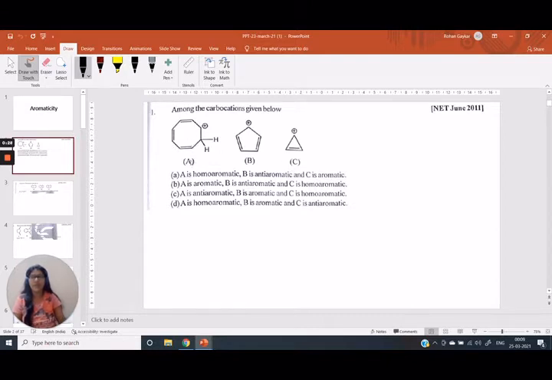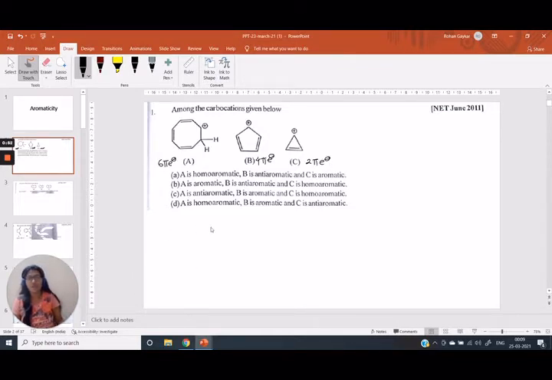Now we can see the first example, A. Here, how many pi bonds? 3 pi bonds. 1 pi bond consists of 2 pi electrons. Therefore, in compound A, there are 6 pi electrons. Here in B, there are 2 pi bonds. Therefore, 2 into 2, that is 4 pi electrons. Here 1 pi bond, that is 2 pi electrons.